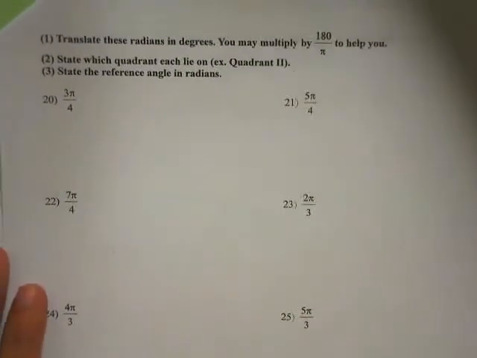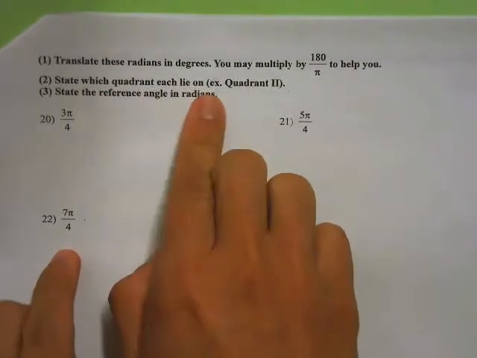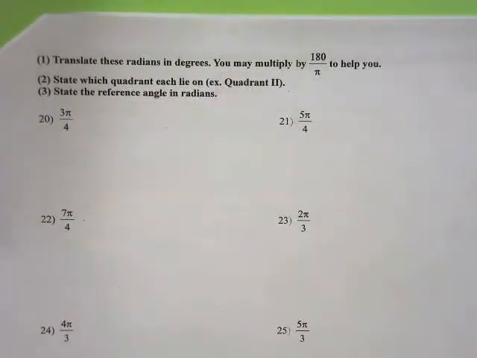So here is number 20. Let's take a look at these three. Translate these radians into degrees. You may multiply by 180 over pi to help you. State which quadrant each lies on, so quadrant 2, quadrant 3, and then state the reference angle in radians. Let's go ahead and do number 20.